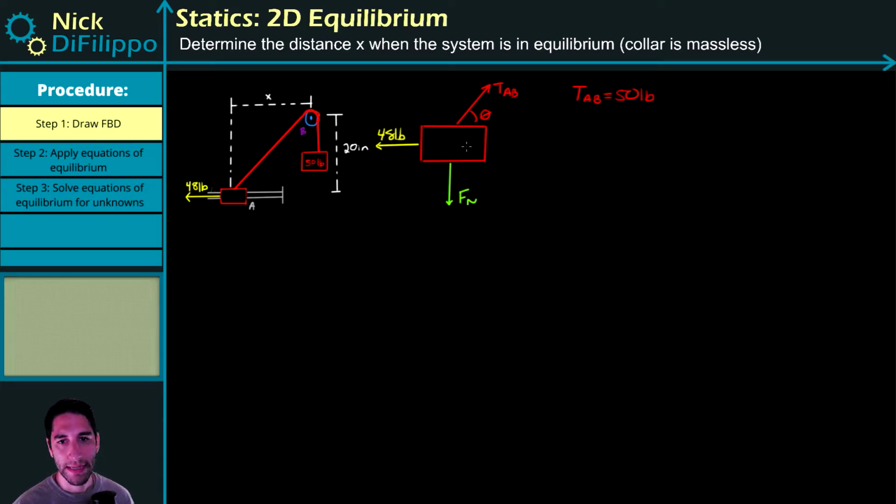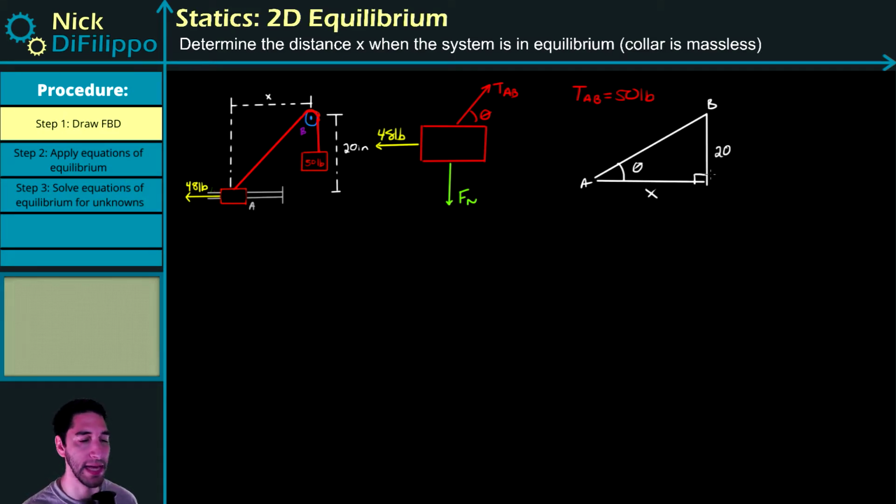Second, what is this angle theta? So let's draw a little diagram right here. This is my angle theta. This is point A. This is point B. So I'm drawing this part of the diagram. And what we have is, okay, I know this distance right here. This is 20 pounds. So this is 20. I know this distance right here. So this is x. And we have a right triangle. So we can use SOHCAHTOA.